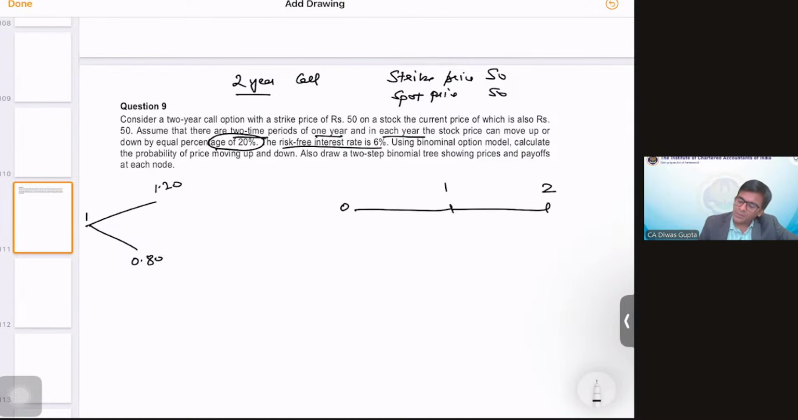Use the binomial option model. It is asking you explicitly to calculate the probability of price moving up and down. Also draw a 2-step binomial tree showing prices and payoffs at each node. So step 1 is to calculate the probability of price moving up and down. They're also asking us to draw a binomial tree showing prices and payoffs at each node. Clear, students? So the requirement is clear.